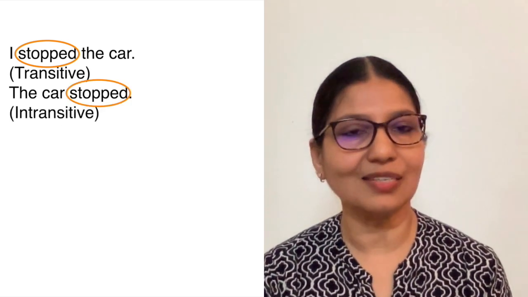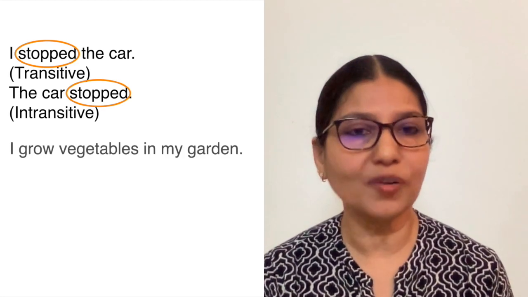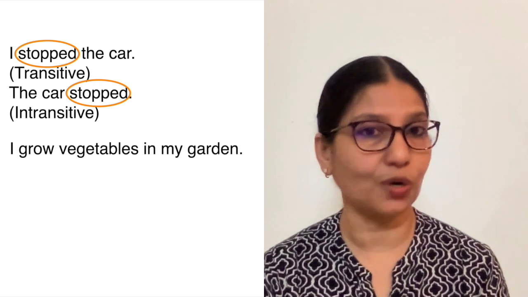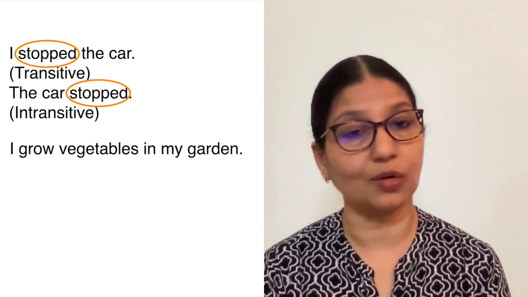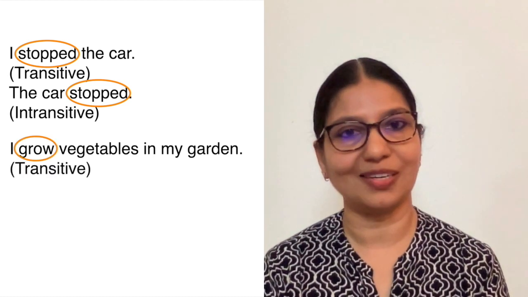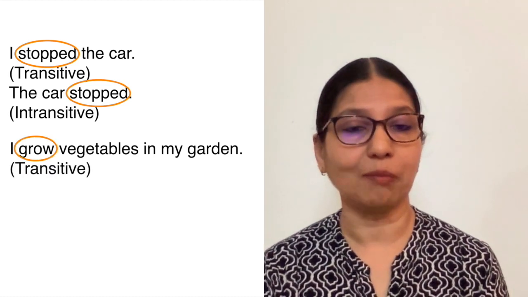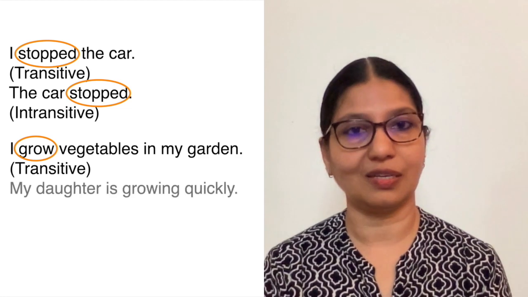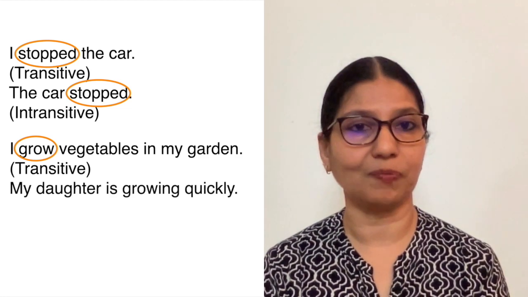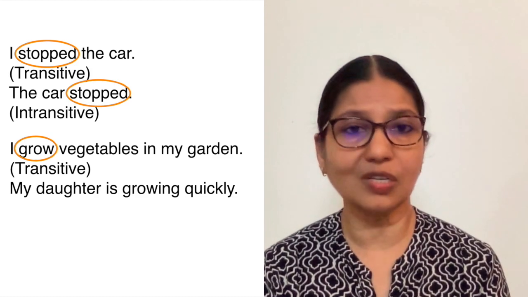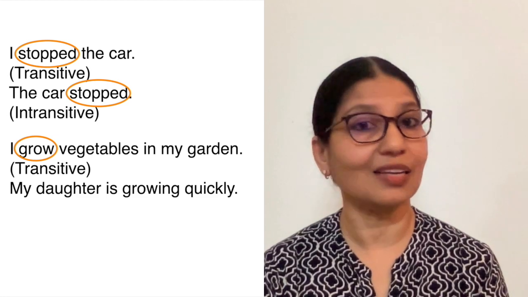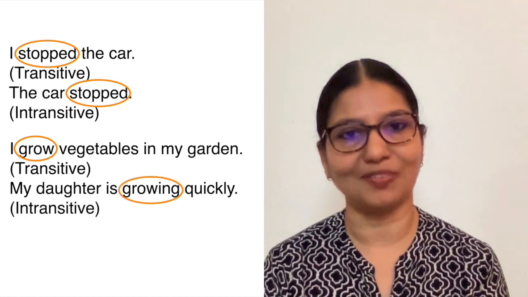In another sentence you have, I grow vegetables in my garden. So I is a subject, grow is a verb, and what do I grow? I grow vegetables. You have an answer. So grow is a transitive verb. But in the next sentence you have, my daughter is growing quickly. So my daughter is a subject, and what is she doing? She is growing. You ask the question, what is she growing? You don't have an answer. That's because in the second case, grow is an intransitive verb.